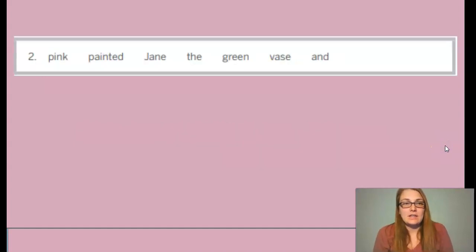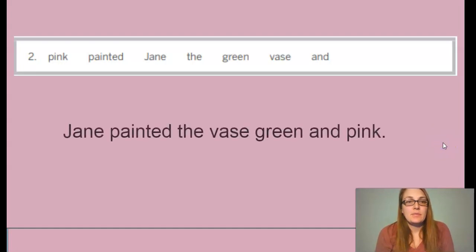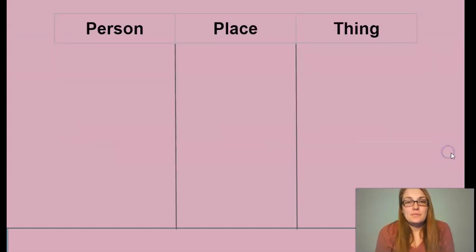Our next sentence. Same thing, you're going to rearrange the words to fix the sentence. Pink, painted, Jane, the, green, vase, and. Again, think for a minute. If you need more time, pause the video, and when you're ready, continue to the answer. Jane painted the vase green and pink. You could also write Jane painted the vase pink and green.